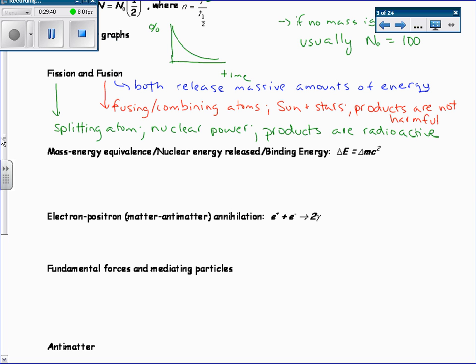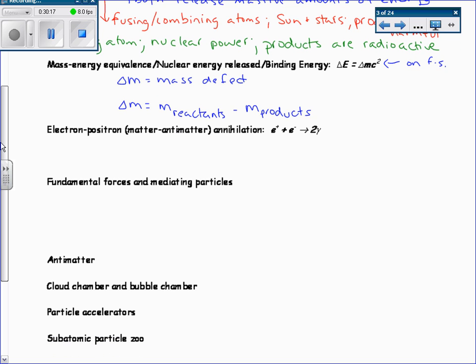Mass energy equivalents, or nuclear energy released, or binding energy. For all of them, we use the same formula, the delta E equals delta M C squared. This is on your formula sheet. Usually for delta M, it's either mass defect, which was on the previous page, or change in M is equal to the mass of the reactants minus the mass of the products. Okay? And then that missing mass from what you started with and what you end up with converts to energy, a large amount of energy. And don't forget to square it, because students are always forgetting to square that, forgetting to square speed for kinetic energy.